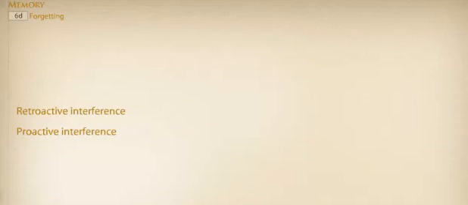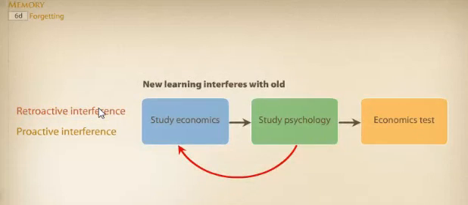Now, there are two kinds of interference. This is a little tricky. Students tend to have a little bit of a problem with this. There's retroactive interference and proactive interference. I'm going to explain each one to you. So retroactive interference occurs when new information impairs the retention of previously learned information. Retroactive interference occurs between the original learning and the retest on that learning during the retention period.